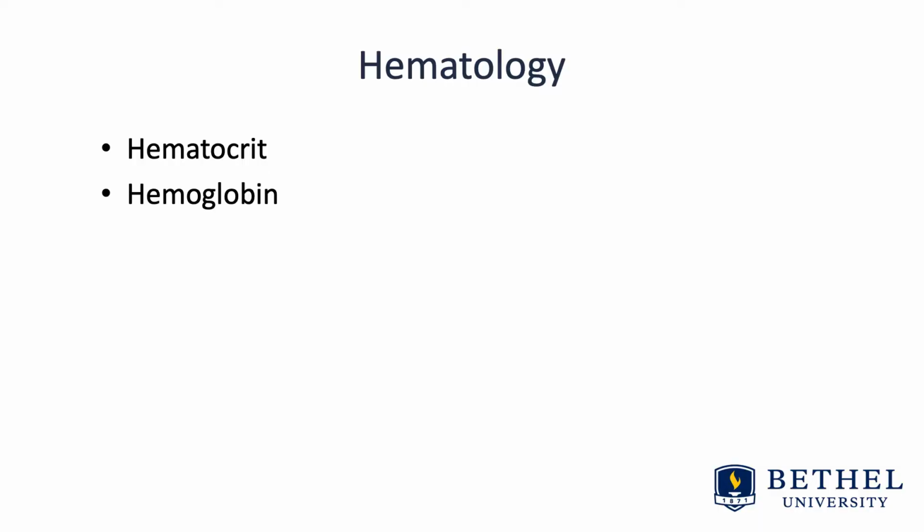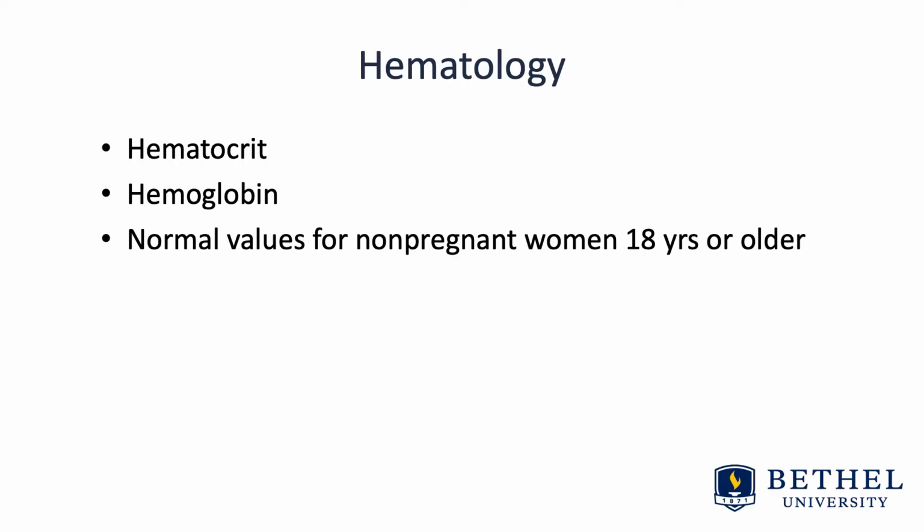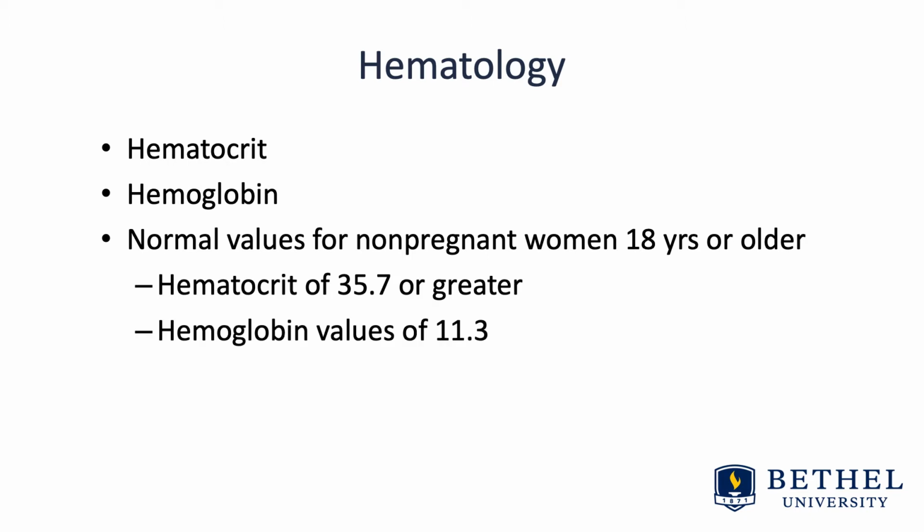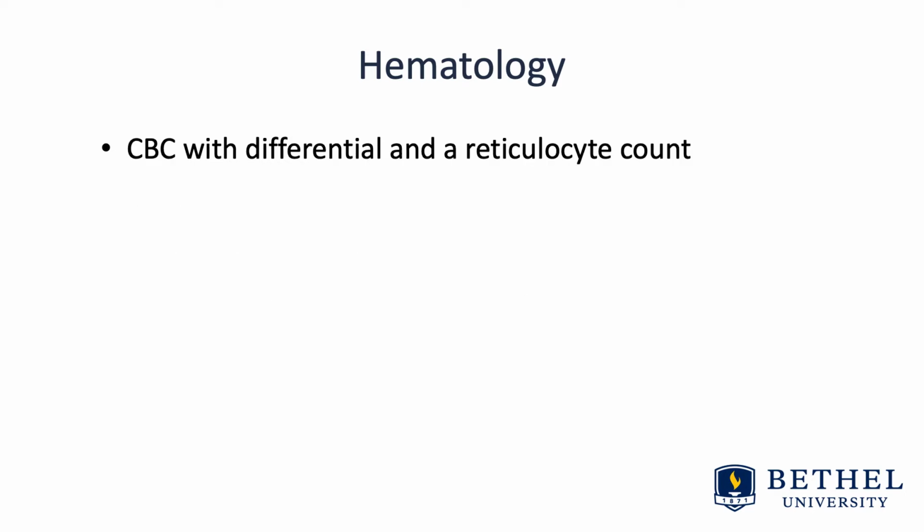a deficiency in the number of red blood cells or hemoglobin within the blood. Laboratory data are required to diagnose anemia, with the most common values ordered being hematocrit and hemoglobin. Normal values for non-pregnant women 18 years or older is a hematocrit of 35.7 and a hemoglobin value of 11.3 or greater. A CBC with differential and a reticulocyte count are also commonly used to screen for anemia.